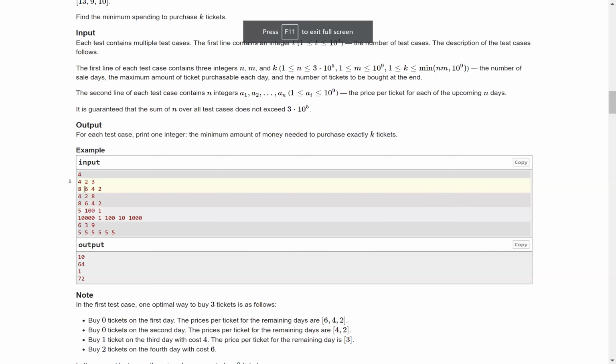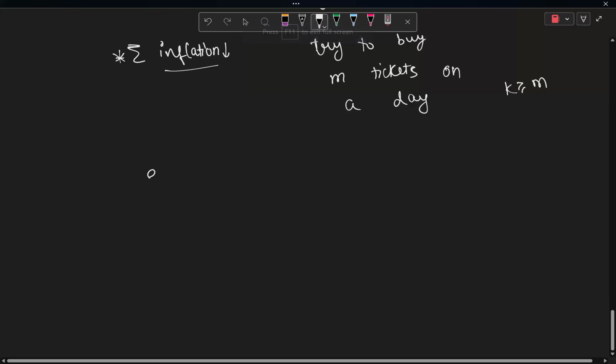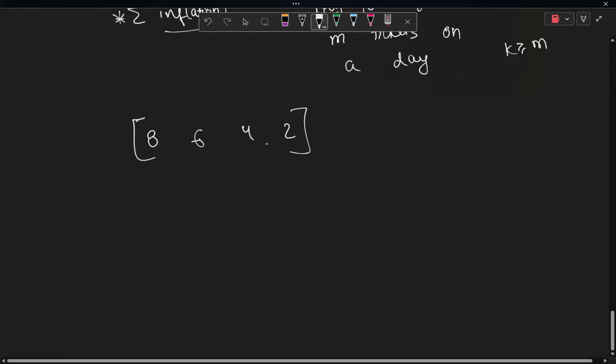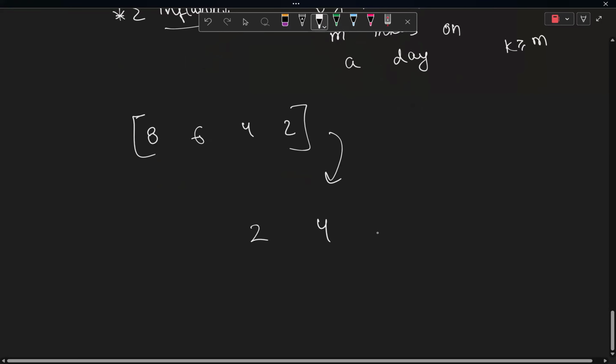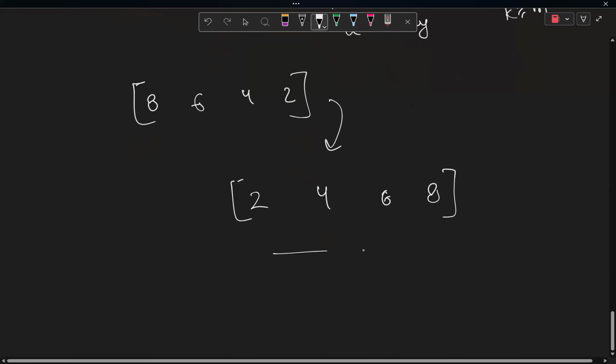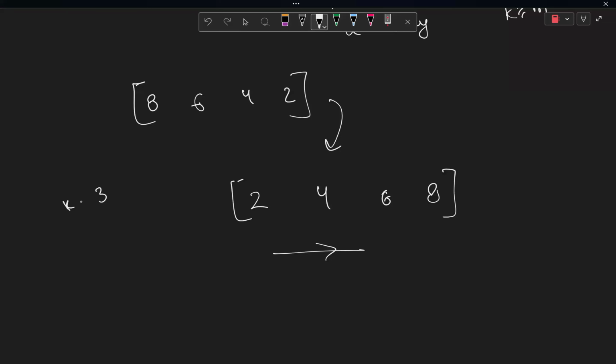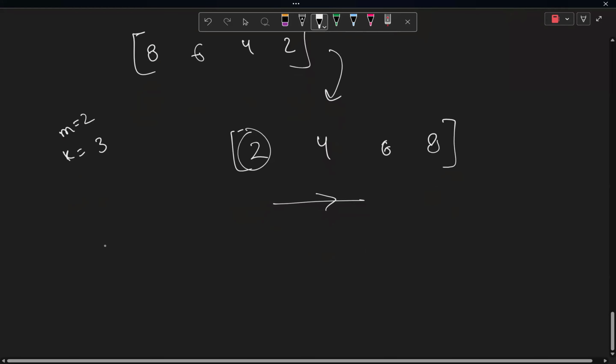Let me take an example. If you have this kind of an array, 8 6 4 2, sorting the array as 2 4 6 8 and then traversing from left to right, since you have to buy three tickets and on a day you can buy at most two tickets, it will make a lot of sense to buy both tickets on the same day, so that the contribution of the base price of the tickets, that is AI, is as small as possible.